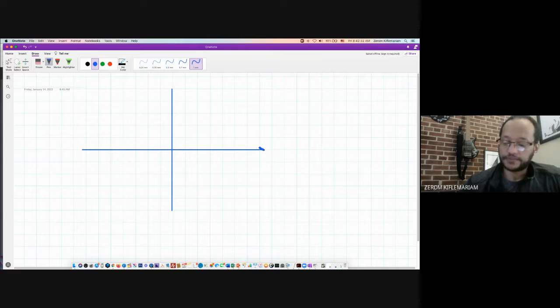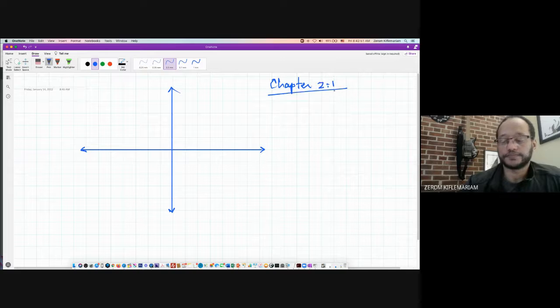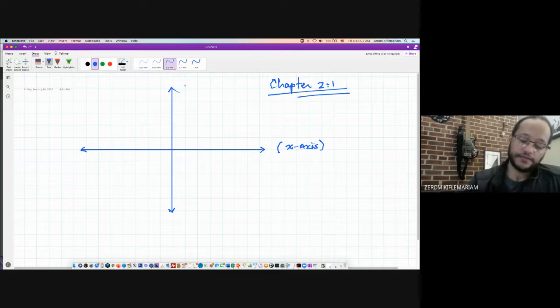All right, so some of the things that we need to know. The rectangular coordinate system. We are looking at chapter 2, section 1. What are the things that we need to remember? The horizontal axis is known as the x-axis, and the vertical is known as the y-axis.